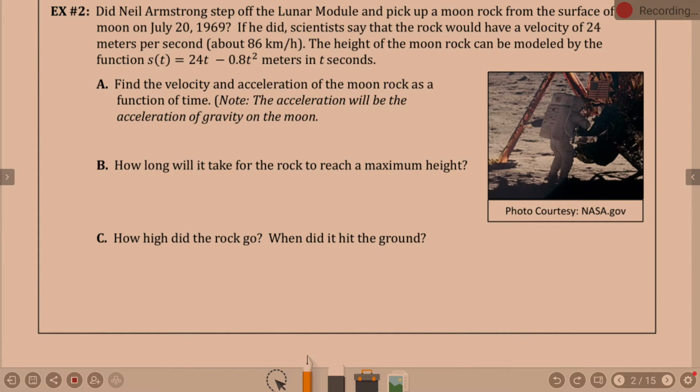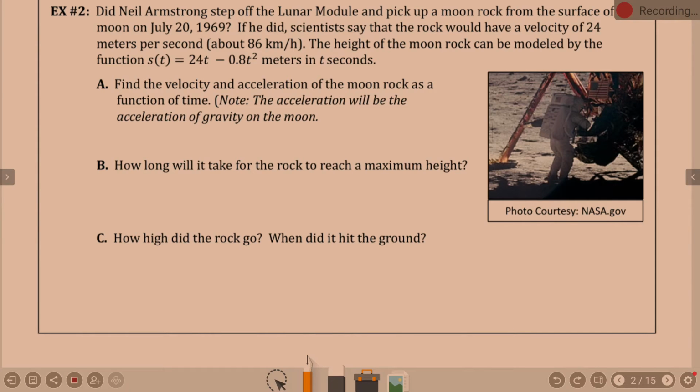Did Neil Armstrong step off the lunar module and pick up a moon rock from the surface of the moon on July 20th, 1969? I thought it was an accepted fact, but I take it there's discussion out there about whether it's staged. I'll be honest, until I read this, I hadn't really heard that. The flag waves? No, I didn't know that. There's no wind. Interesting. That kind of caught me off guard, so I obviously haven't paid attention to the right thing there.